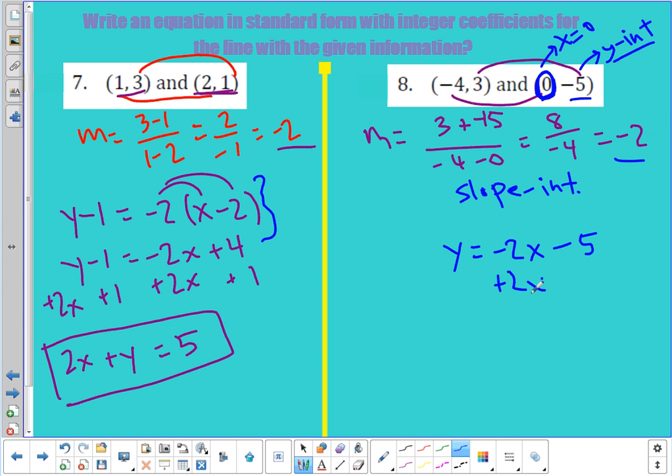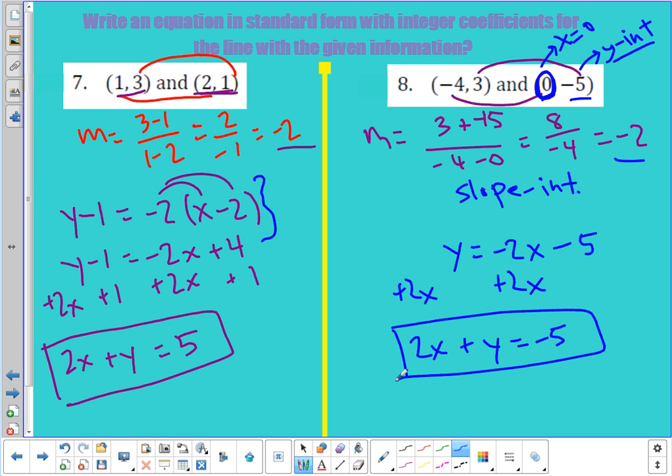So now I'm going to add 2x to the other side, put it in standard form, 2x plus y is negative 5. Leading coefficient is positive, all numbers are whole numbers, and I'm good.